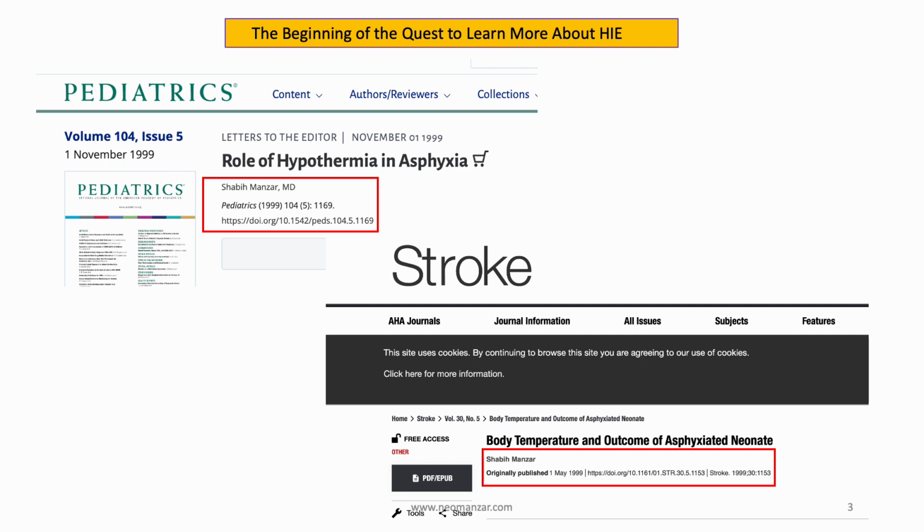My journey started long back, and interestingly, in 1999 I wrote a letter to the editor to Pediatrics and Stroke about when this hypothermia was really starting, and it got published and I got so excited.